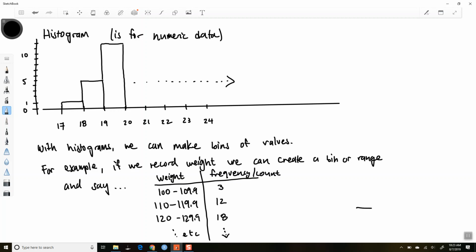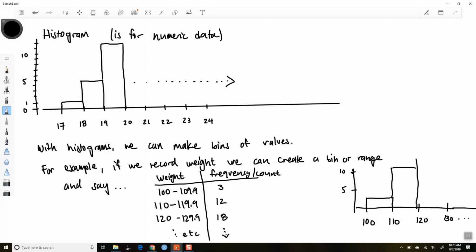And then you would create the corresponding histogram. You would have a bar, again, vertical axis, 5, 10, etc. I'm just making stuff up again. A height of 3, a height of 12, a height of 18, etc. Does that kind of make sense?